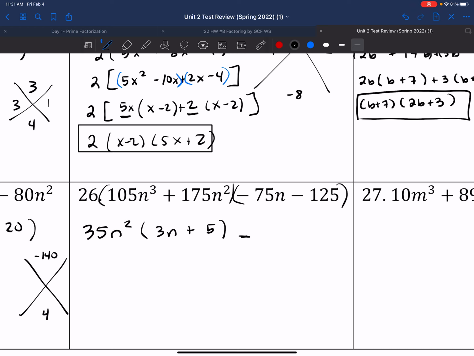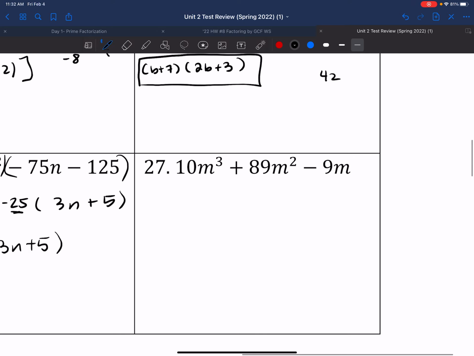So I'm thinking, let's see, what do I put here? 25, yes, I put negative 25 there, and I have 3n plus 5. There you go. So I'm left with 35n squared minus 25 times 3n plus 5. And that's my answer.